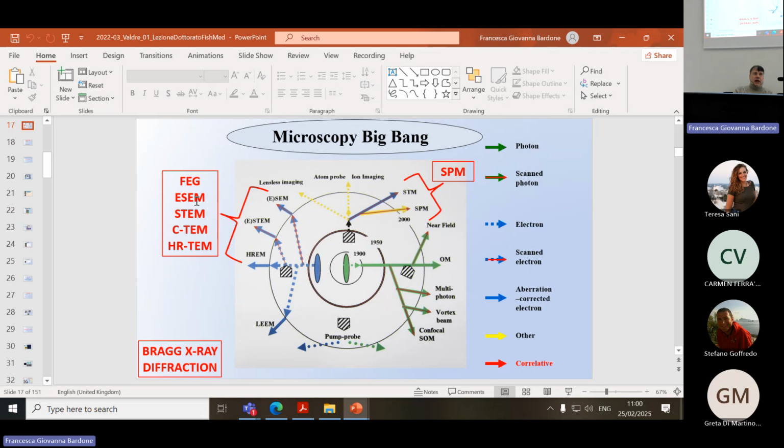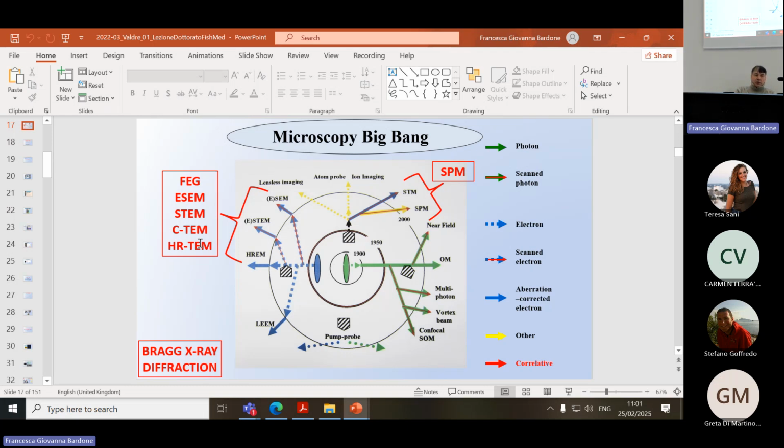If you need high resolution, for molecular resolution or atomic resolution, usually you should have a high resolution TEM to do that, even with biological material. But the preparation is completely different.